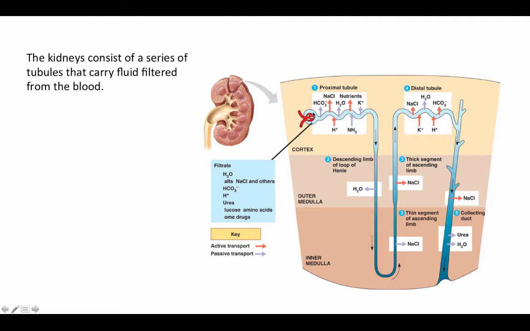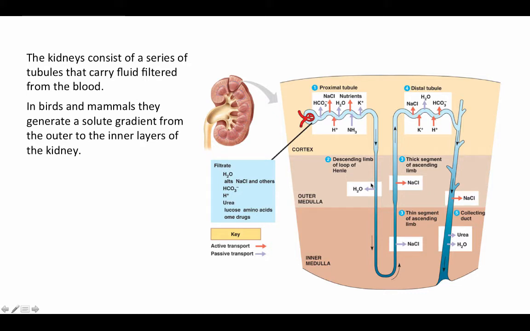So as this filtered fluid, this filtrate we call it, comes into the tubule, some materials that the body needs to retain are taken back up into blood vessels, and the filtrate moves through the system of tubules. So in birds and mammals, the tubules include these long loops called loops of Henle, and the purpose of these long loops is to generate a solute gradient from the external part, the outside cortex of the kidney, down into the inner part, what we call the medulla of the kidney.